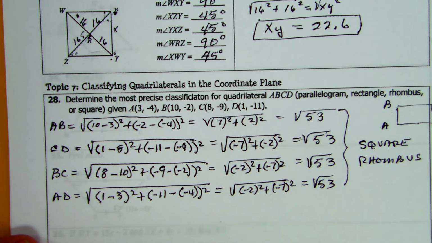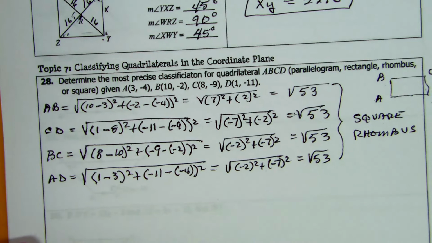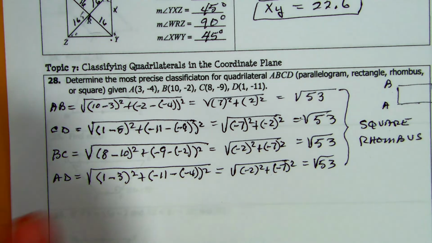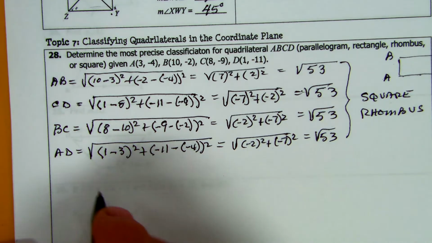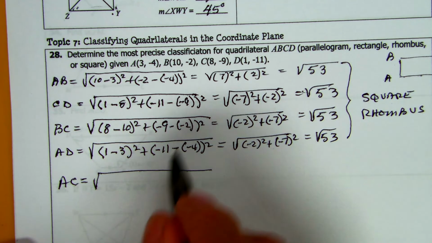Now, for me to tell which one it is, if I look at the diagonals, if I check the lengths of the diagonals, if the diagonals are congruent, it's a square. If the diagonals are not congruent, it's going to be a rhombus. So let's check the diagonals. So let's do AC.